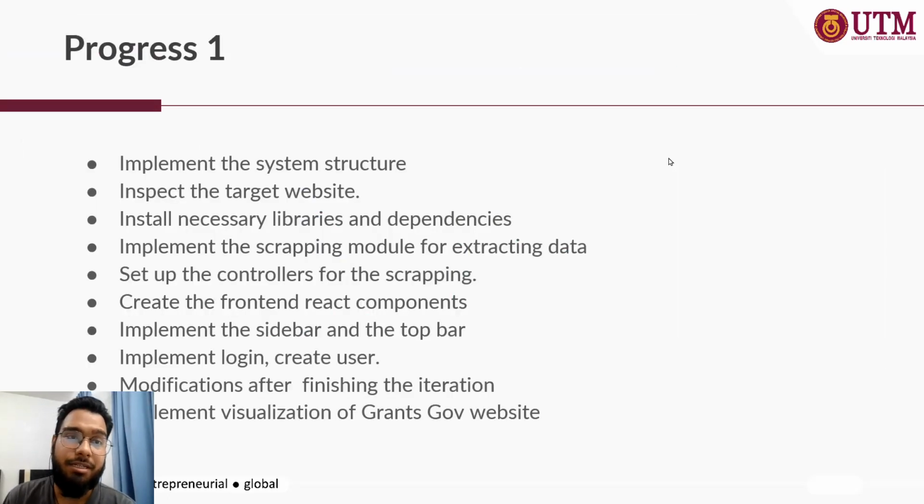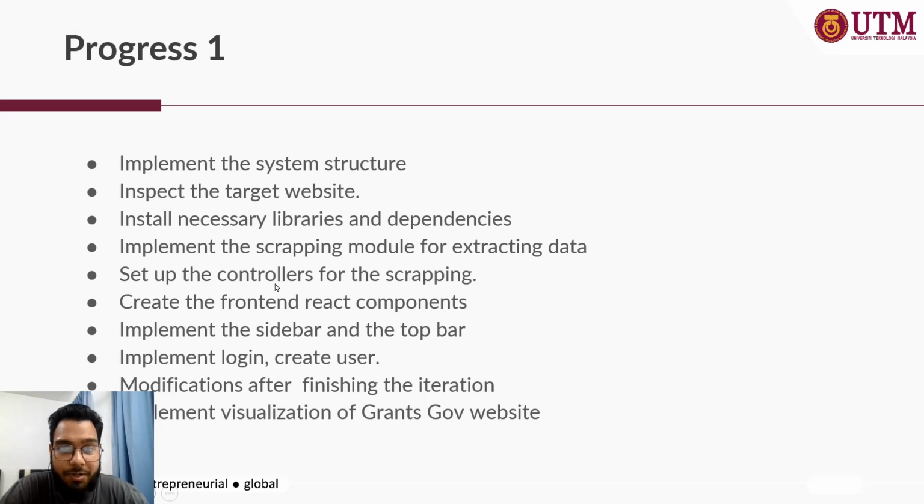So yeah, let's talk about progress one. In progress one, I had to implement the system structure and check on the target websites, install the necessary libraries and dependencies that I need for my system, and implement the scraping module for extracting data. I had to inspect the target websites and see which data I should extract from them.